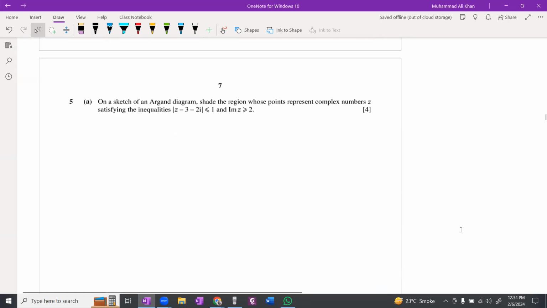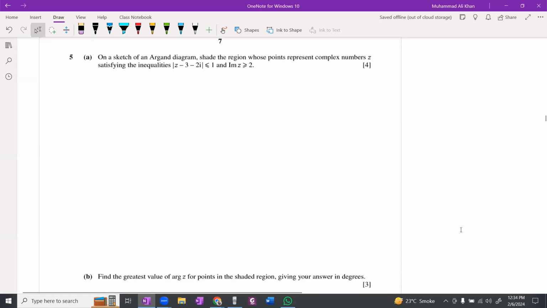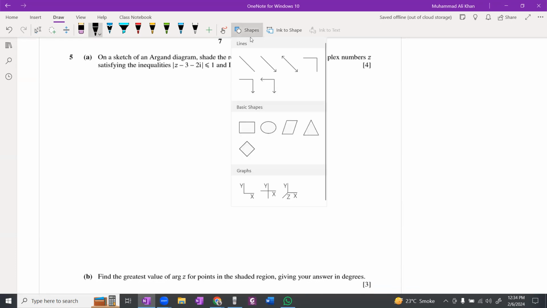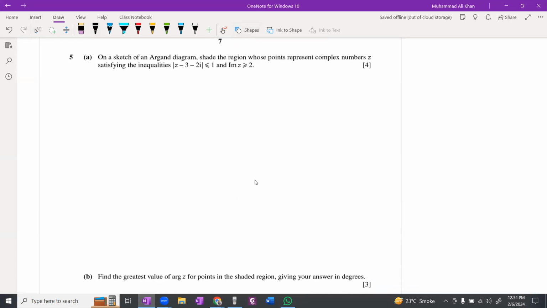After that, question number 5. Question number 5 is a question of complex number. We have to make an Argand diagram. What do we have in this diagram? First, we have to sketch a circle. Circle depends on center and radius.